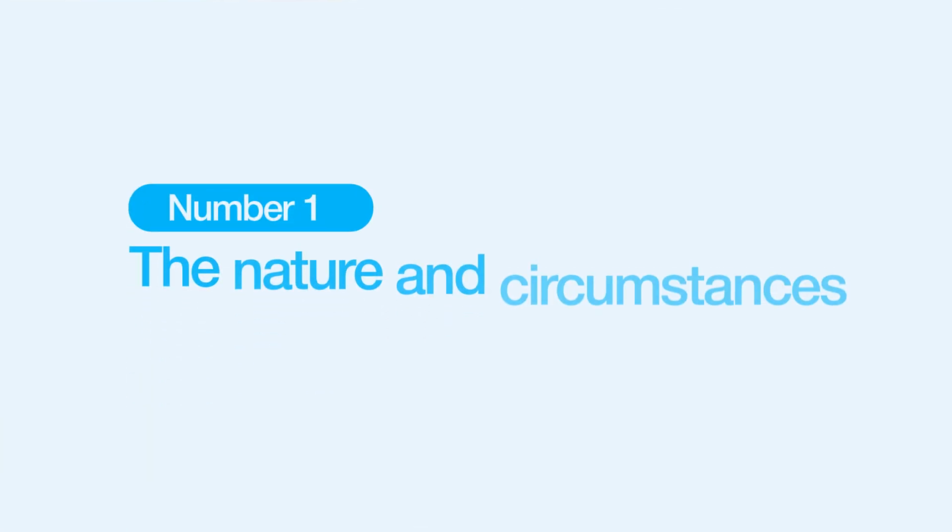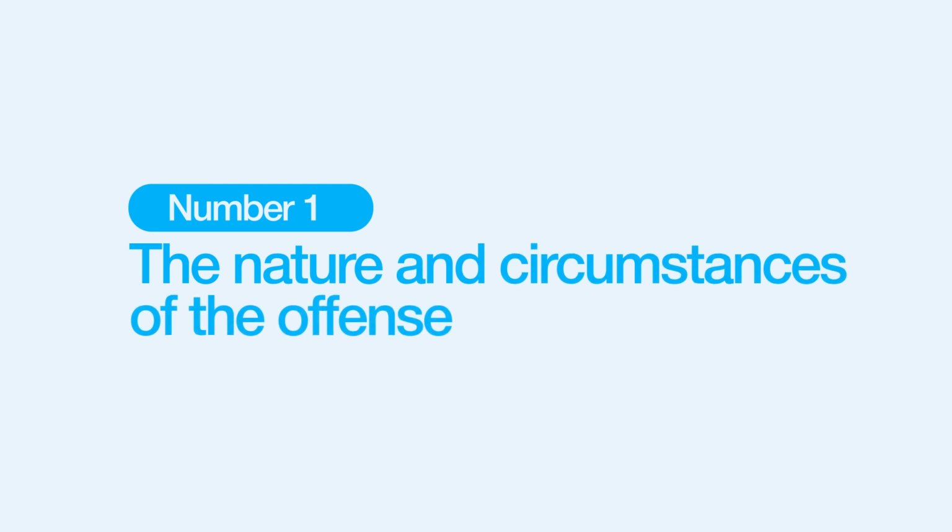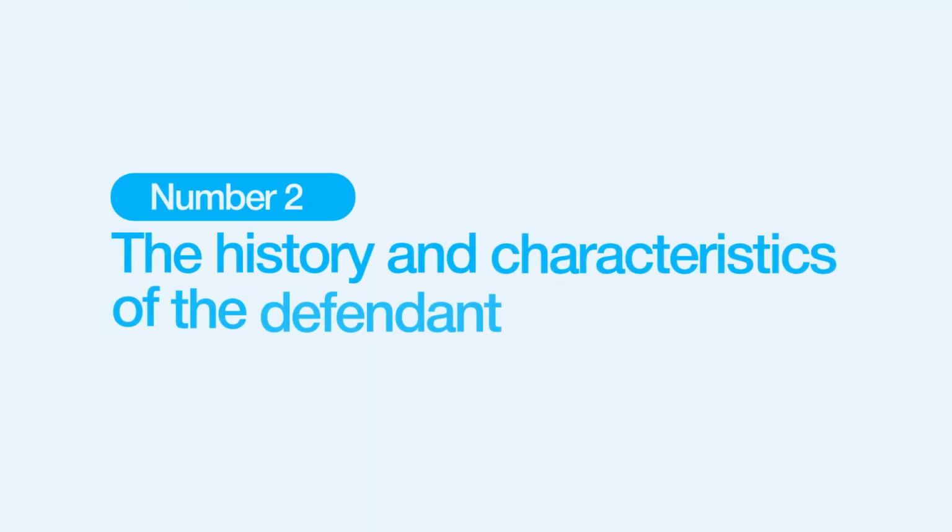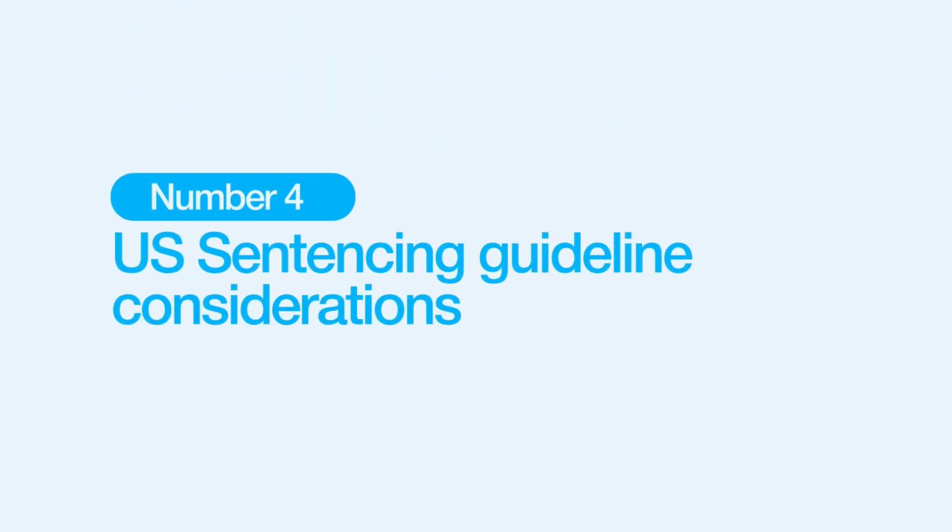Now, those factors are as follows. Number 1, we have nature and circumstances of the offense, history and characteristics of the defendant, the sentencing purpose, U.S. sentencing guideline considerations, policy statements, avoiding unwarranted disparities, and restitution.